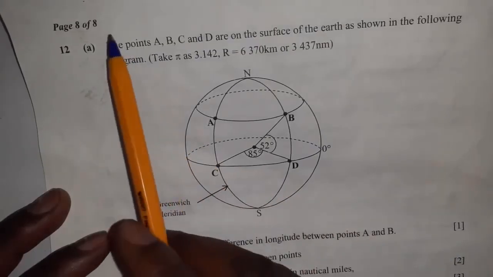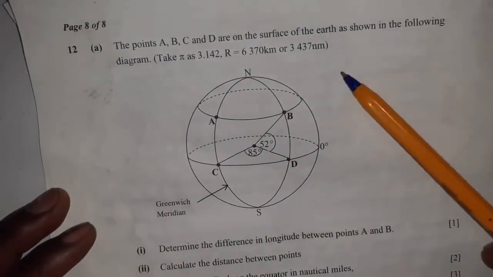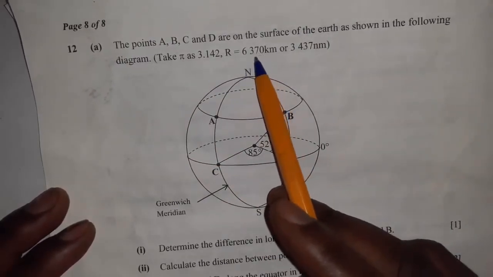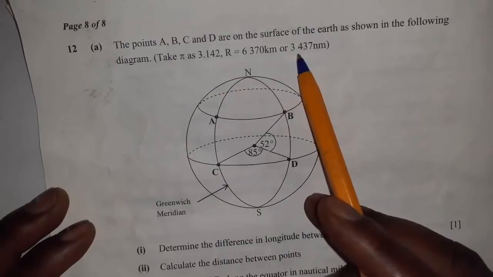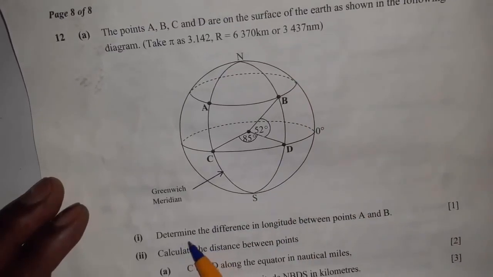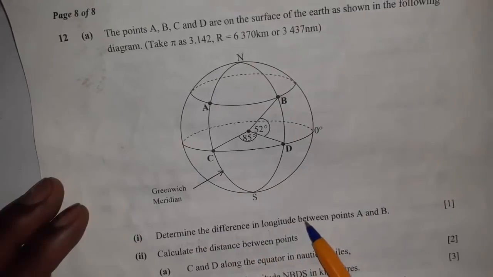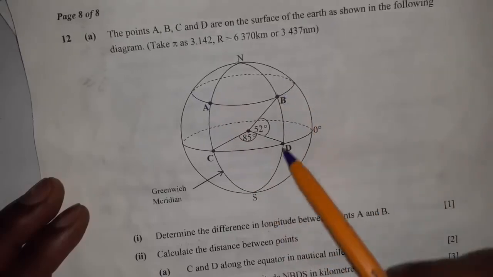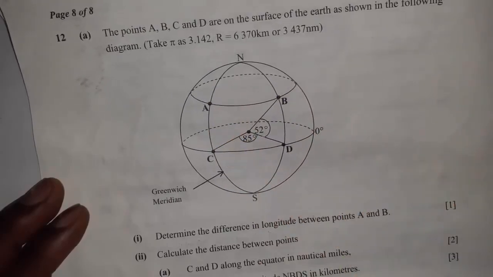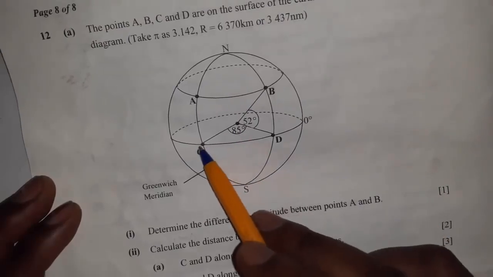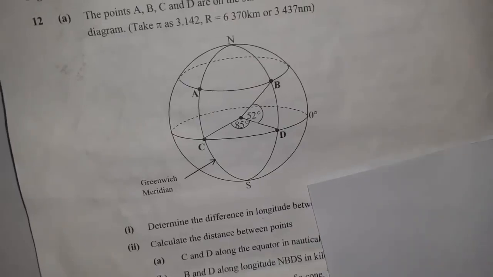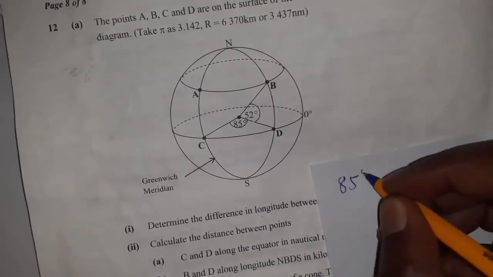So we come to the last question, which is question 12. You can read the question. Okay, so we're given the radius in kilometers, also in nautical miles. So the first question says, determine the difference in longitude between A and B. Okay, so the angle between these 2 points. It's this same one here, 85 degrees.